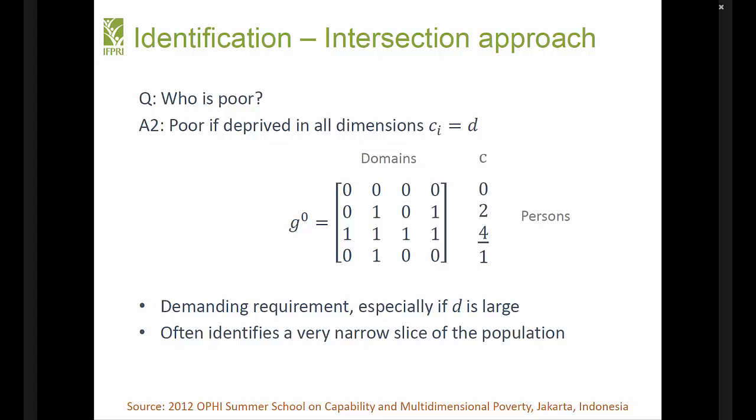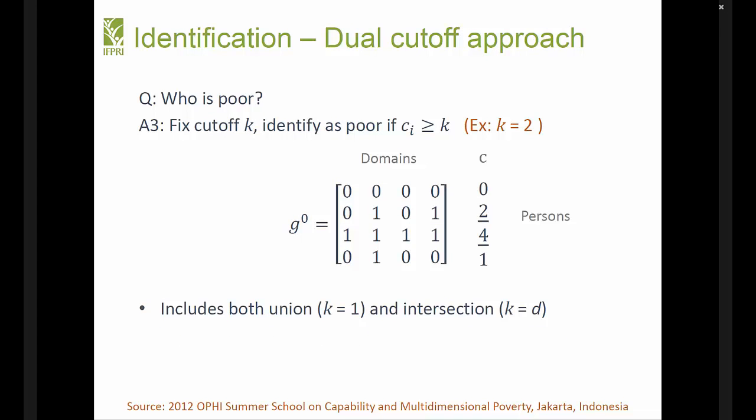So the alternative, and this is what the Alkire-Foster method does, is what they call a dual cutoff approach, which means somewhere in between. How do you do it? To identify who is poor, you decide on another cutoff, K, where you identify a person as poor if the count is greater than or equal to K. You establish a minimum number of dimensions in which they have to be deprived. For example, let's say the cutoff is 2. If they are deprived in half of the dimensions, 2 out of the 4, then we count them as poor. So that would be this person and this person. Person number 4, because they're only deprived in 1, is still counted as non-poor, because they don't meet the cutoff.